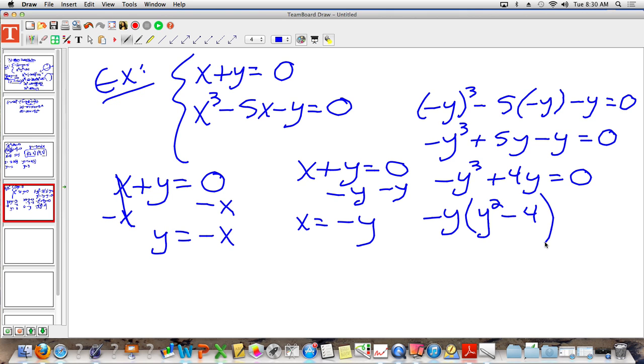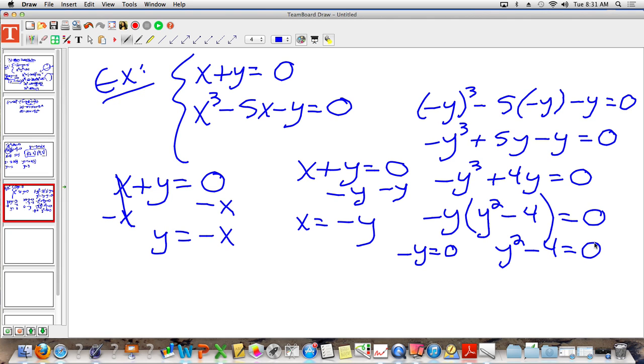Because remember, if I distribute that negative y that I pulled out front into the parentheses, I would get negative y cubed plus 4y. So this is equal to 0. That means negative y could be 0. It also means that y squared minus 4 could be 0.